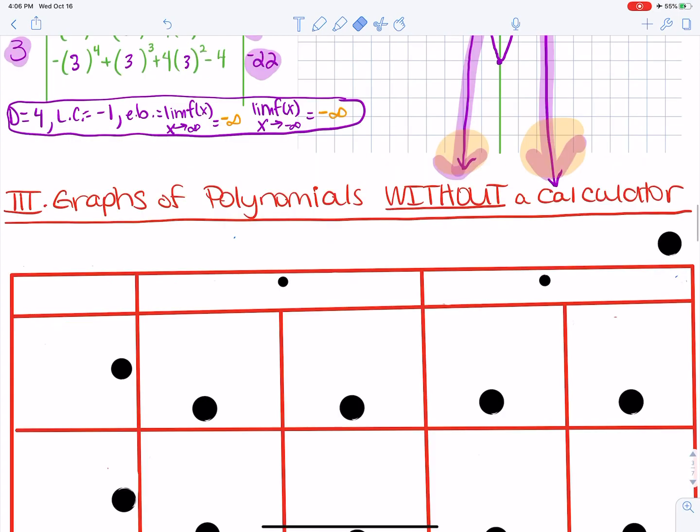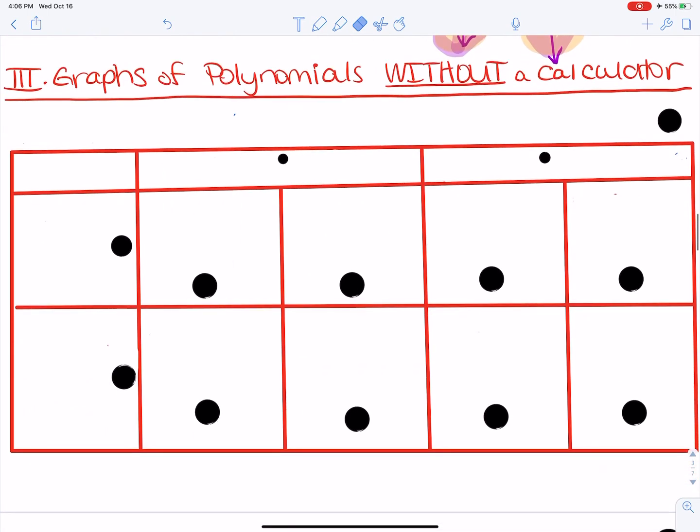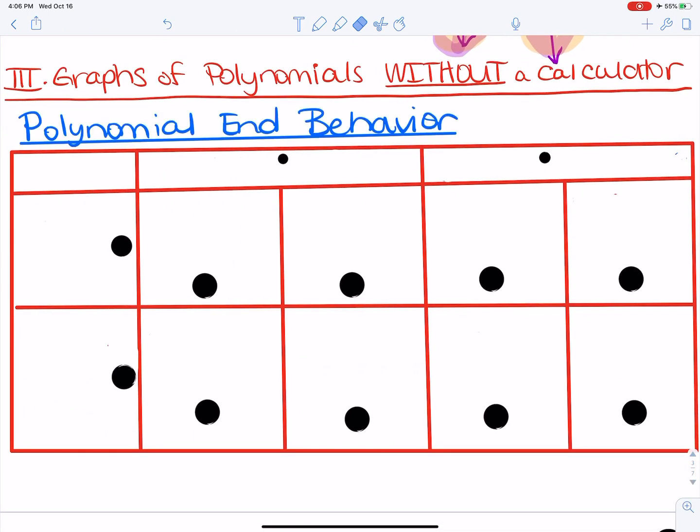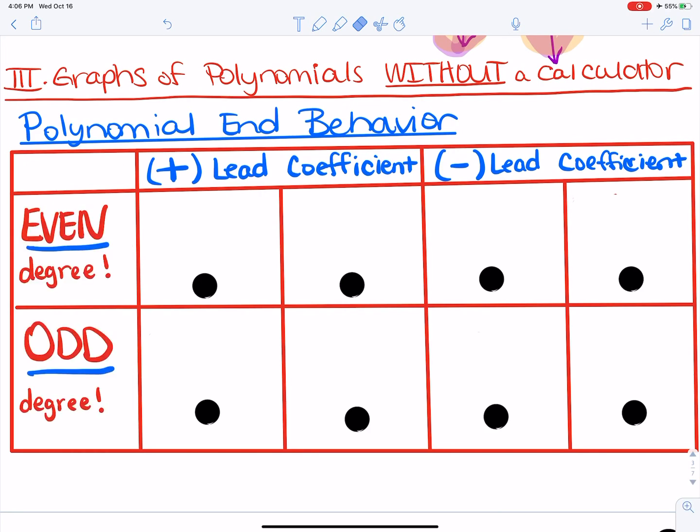All right, so graphs of polynomials without a calculator. So the polynomial end behavior. I want you to draw this little chart. Of course, don't put the dots in it. And if you need to, pause the video so that you can draw the actual chart. But the top row is going to say plus lead coefficient, minus lead coefficient. The plus is for positive, the minus is for negative. And then the side is going to say even degree and odd degree. All right, so now we got to figure out what these mean.